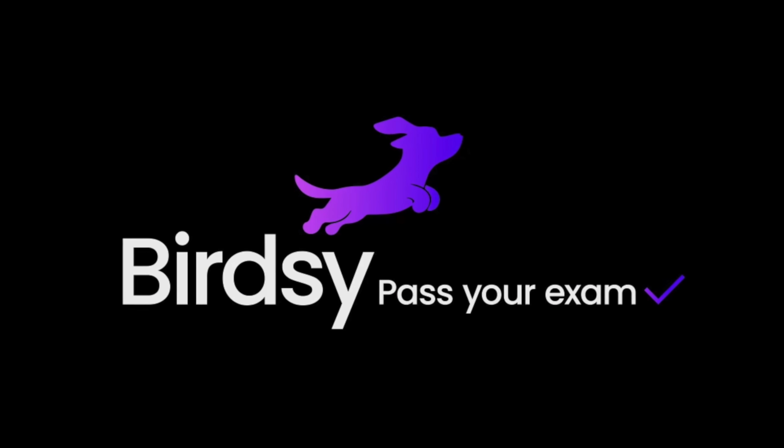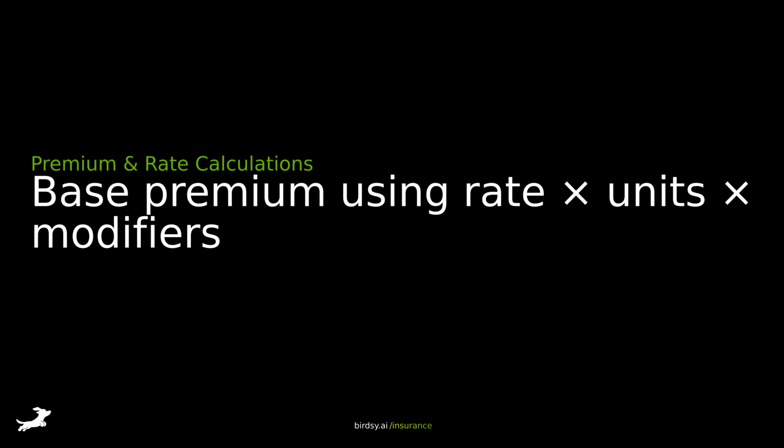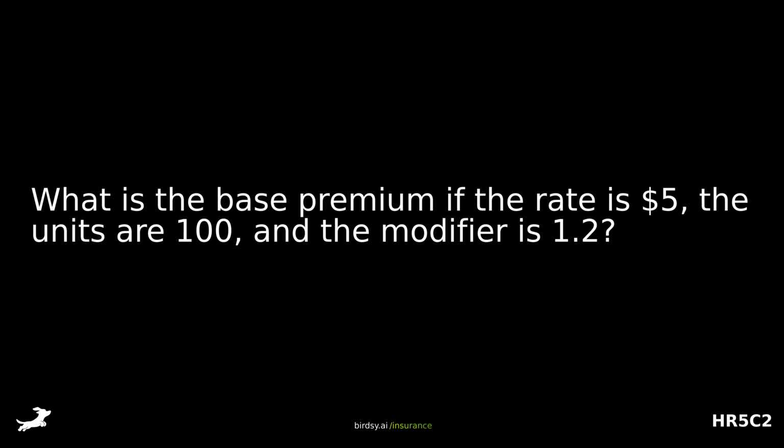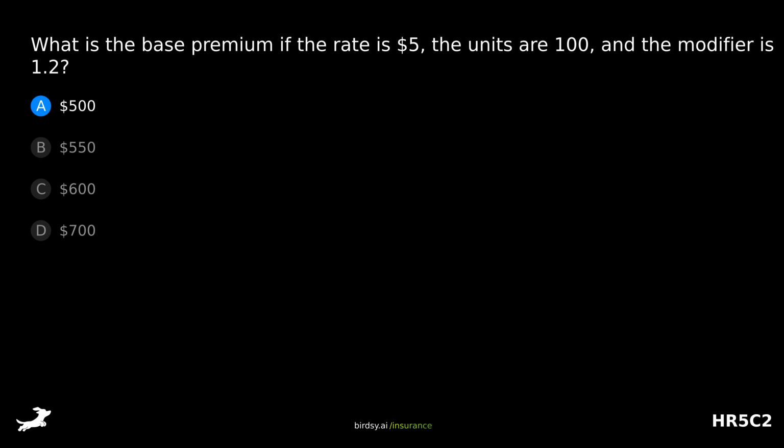Let's dive in and get started. Premium and rate calculations. Base premium using rate times units times modifiers. What is the base premium if the rate is $5, the units are 100, and the modifier is 1.2? Is it A, $500, B, $550, C, $600, or D, $700? The answer is C, $600.